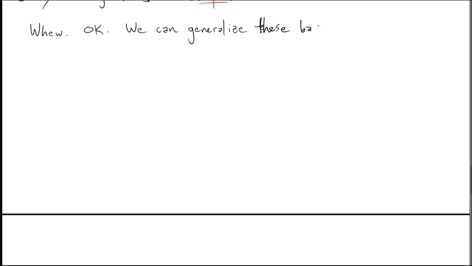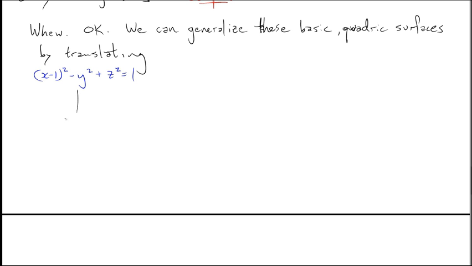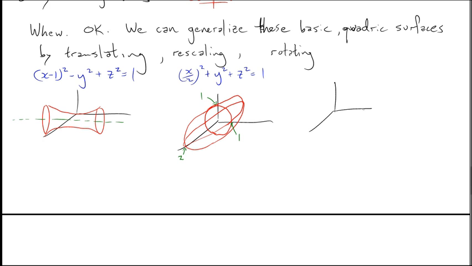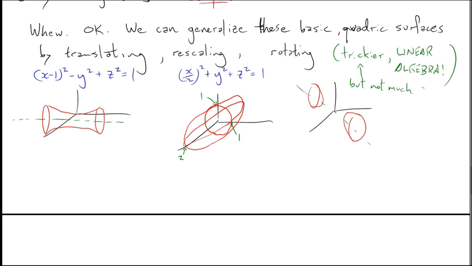So that's a fairly exhaustive treatment of the basic types of quadric surfaces that you can get with these coefficients of plus or minus 1 and 0. You can get more general ones by translating. So for example, here's a hyperboloid of one sheet oriented along the y-axis, shifted along the x-axis by 1. You can rescale. So for example, this is going to give you an ellipsoid stretched along the x-axis by a factor of 2. You can rotate as well. So for example, here's a hyperboloid of two sheets rotated a bit. That's just a little bit trickier. Not much, just a little bit, and it requires some linear algebra, some knowledge of more general types of linear transformations. That's fun.